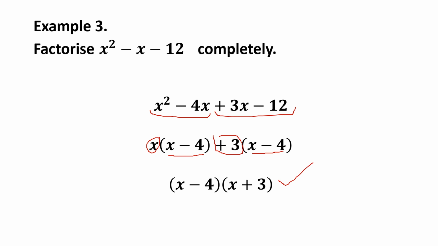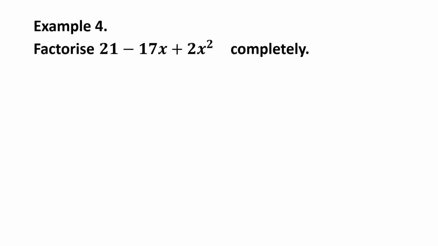Right, let's move on to our last example, the fourth one. We want to factorize this one. Likewise, we are going to look for the factors. If we multiply 21 by 2x squared, we get 42x squared, and we are now looking for the factors of 42x squared. The factors of 42x squared, whose sum is minus 17, and those factors are minus 14x and minus 3x like this.